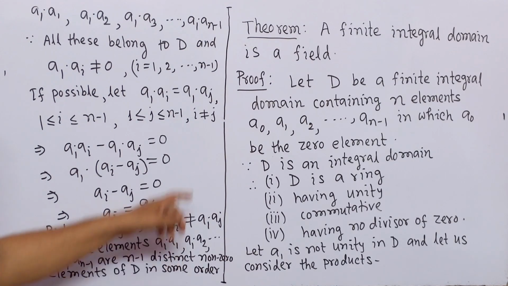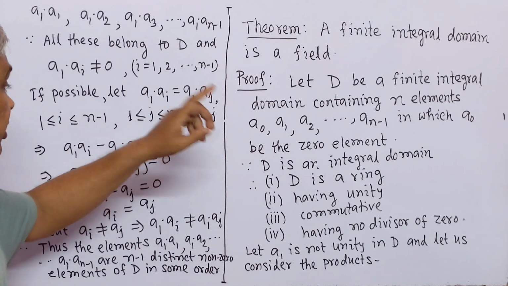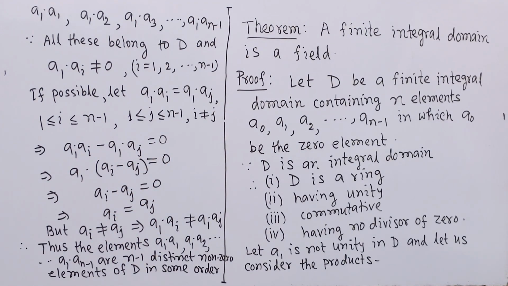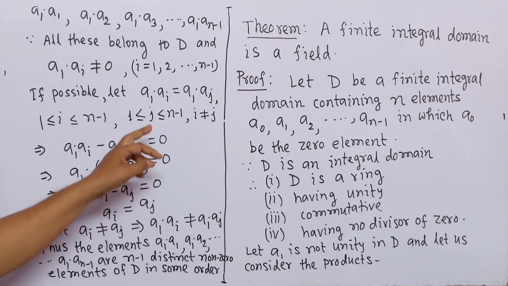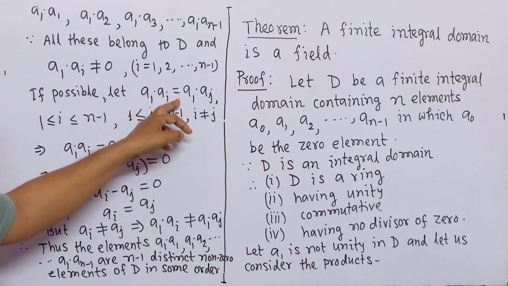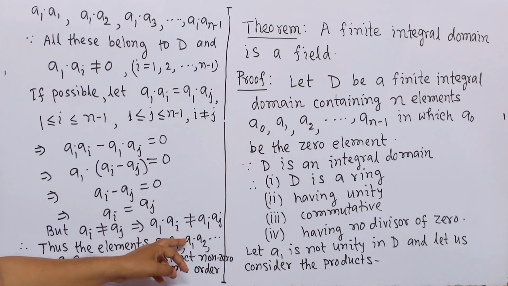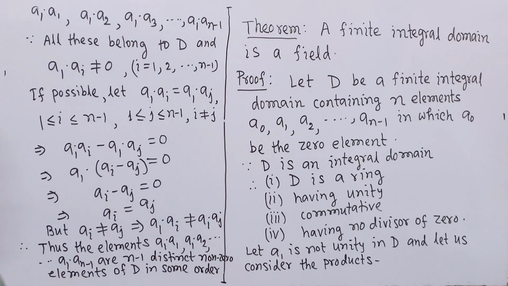But here we have taken that i not equal to j, that means ai not equal to aj implies that a1·ai not equal to a1·aj. Thus, the elements a1·a1, a1·a2, ..., a1·a(n-1), all are n-1 distinct non-zero elements of D in some order.